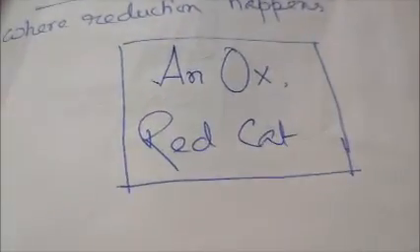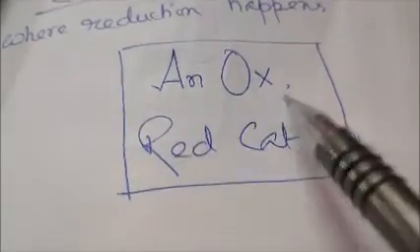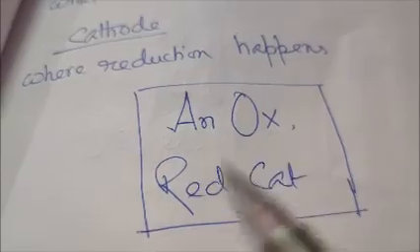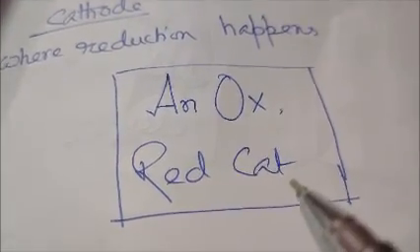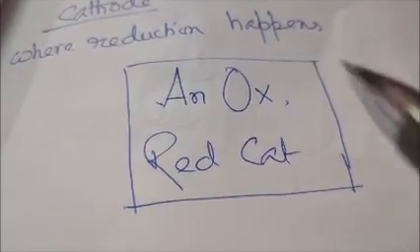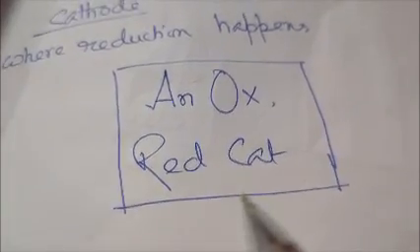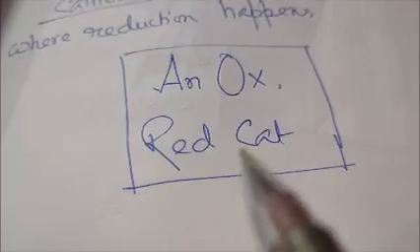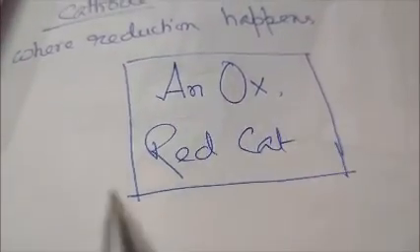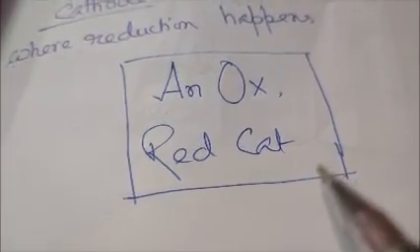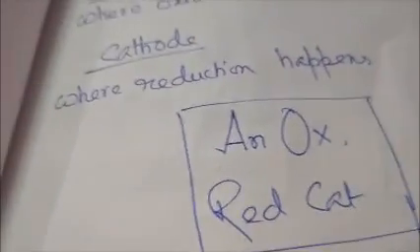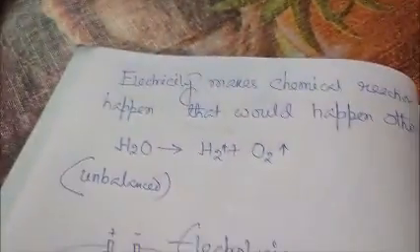Now there is a simple way: AnOx, RedCat, meaning at the anode oxidation happens, and reduction happens at the cathode. So I hope you can easily remember this thing and will not jumble up or fumble in the examination. Basically AnOx, RedCat: the reduction happens in the cathode only, and at the anode, oxidation happens. Hope you are following my lectures.